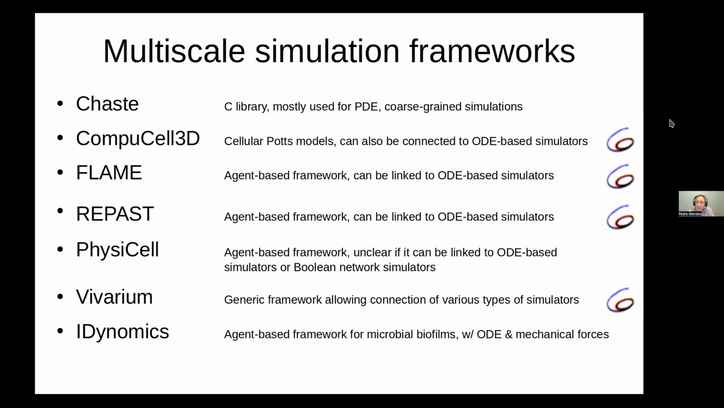And the ones that have the COPASI symbol in front have already been coupled with COPASI. So, and I'll show you 3 examples with Computational 3D, Flame, and Repass. These are different environments, and people have used COPASI as the part that runs the ODEs.